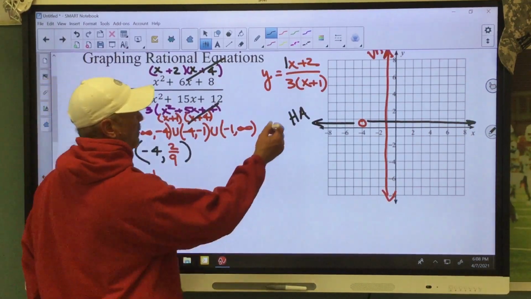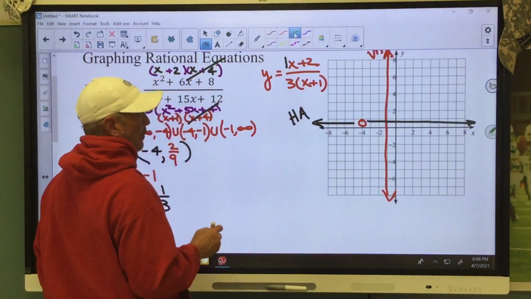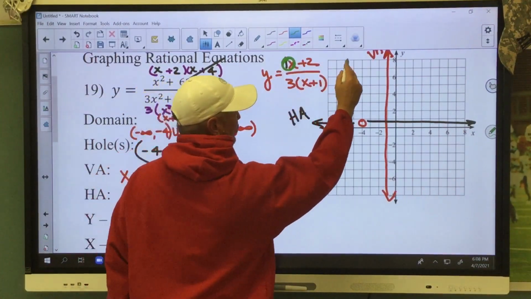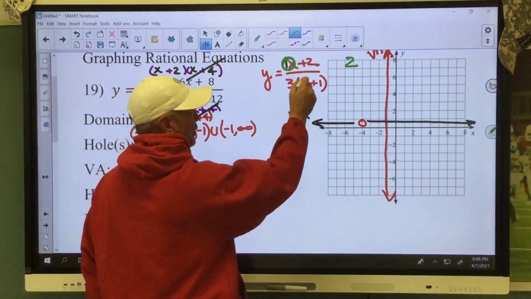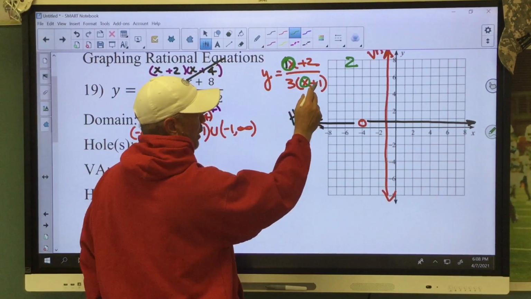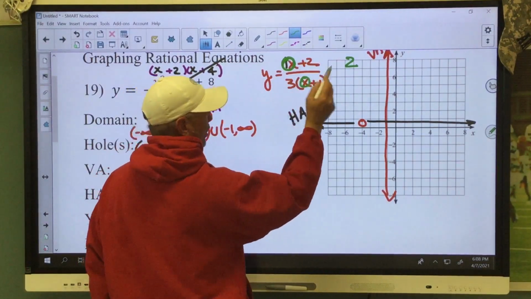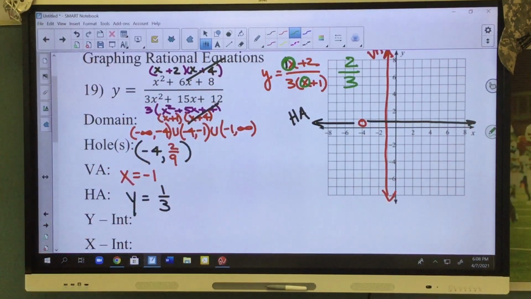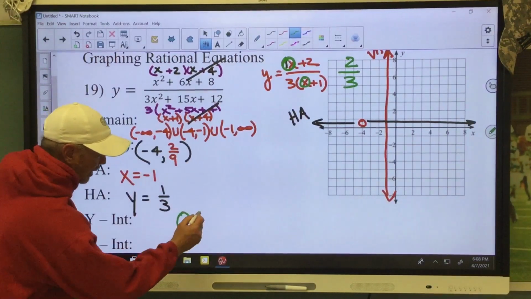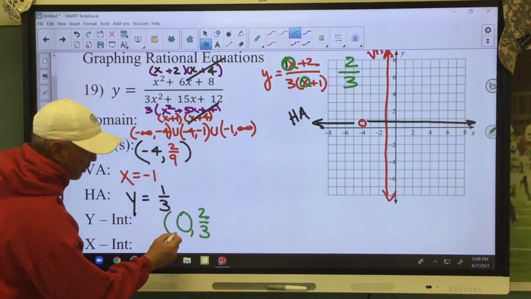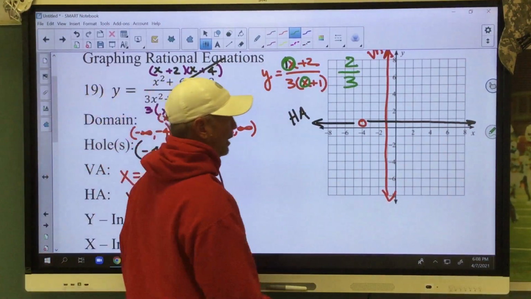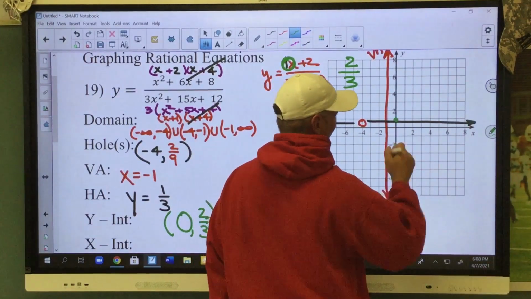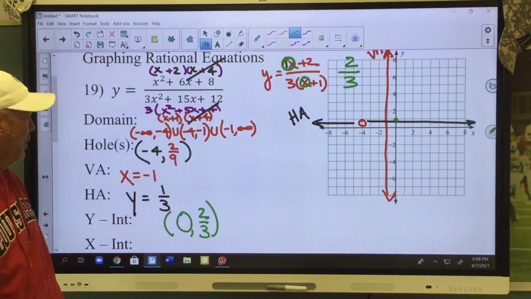To find your y-intercept, we substitute a 0 where the x's are. 0 plus 2 is 2. Substitute a 0 here: 0 plus 1 is 1. 1 times 3 is 3. So my y-intercept is at 0 and 2/3. There's your y-intercept. We touch it at 0 and 2/3, right above your horizontal asymptote, which is at 1/3.